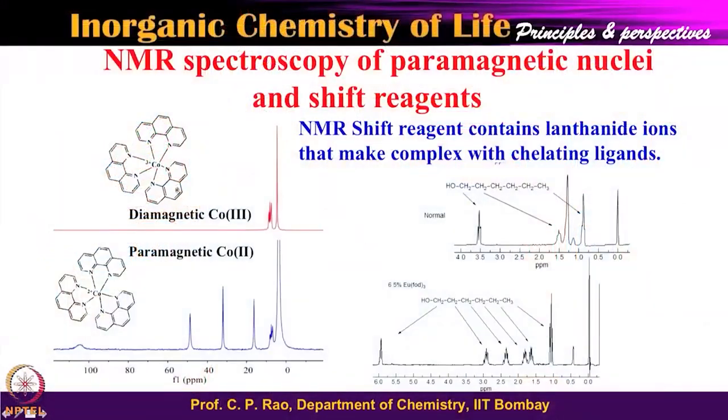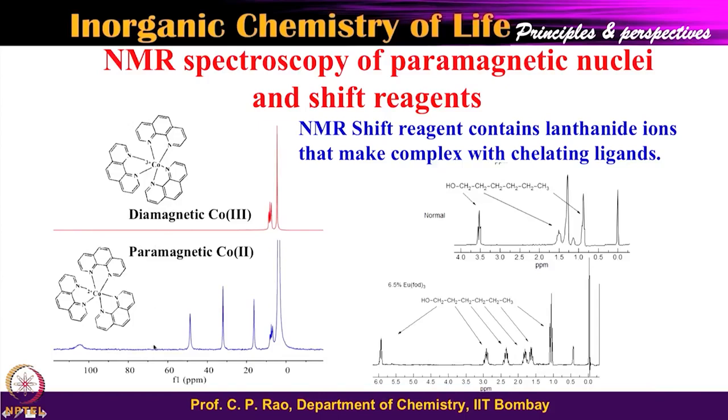Yes, so what we looked at in the previous class was that when you have a diamagnetic system, that means no paramagnetic species, the proton NMR spectrum will come in 0 to 10, 0 to 15 ppm. Once you have a paramagnetic center in that, the peaks will shift to any extent depending upon the contact shift. So these are referred to as the contact shifts.